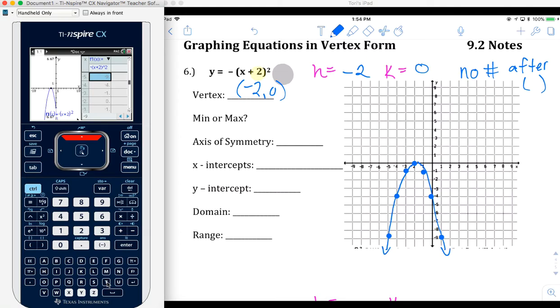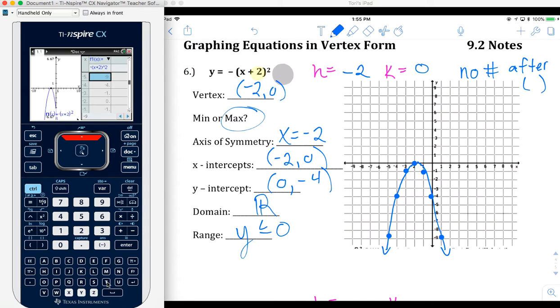And this one should be super smooth. So we have a maximum. That vertex is on the top. Axis of symmetry, steal the x. X equals -2. X-intercepts, we only have 1, and it happens to be a perfect number, so we're good. No highlighting. Y-intercept, we hit at -4, so 0, -4. Domain is all real numbers, and the range comes from the vertex. Pretty smooth question. All right, we have one more.